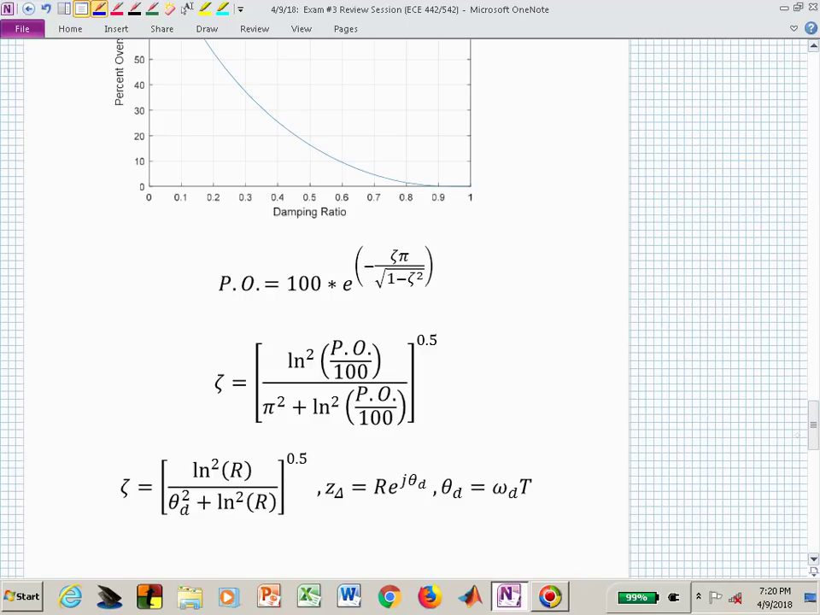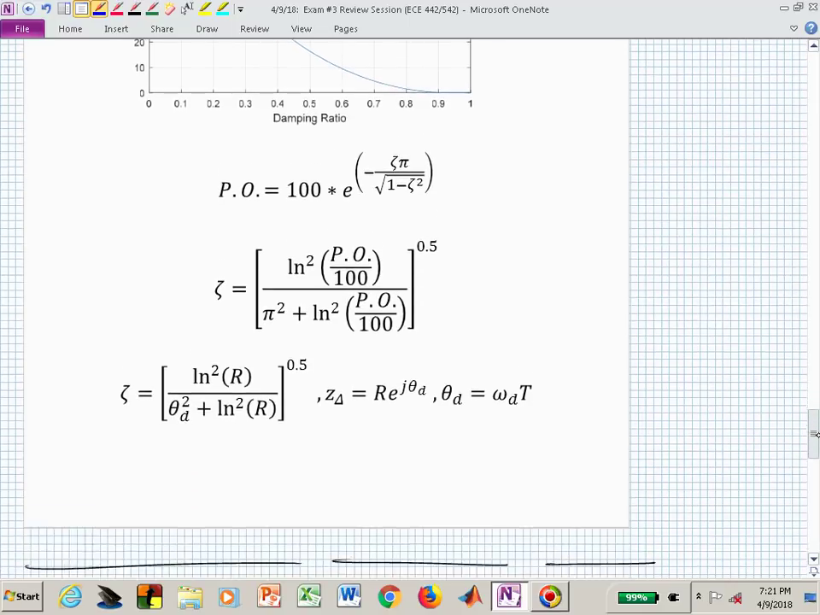That's this relationship between performance specifications, transient behavior, and z-plane poles. You can look at it many different ways, forwards and backwards, all around. That's the idea.